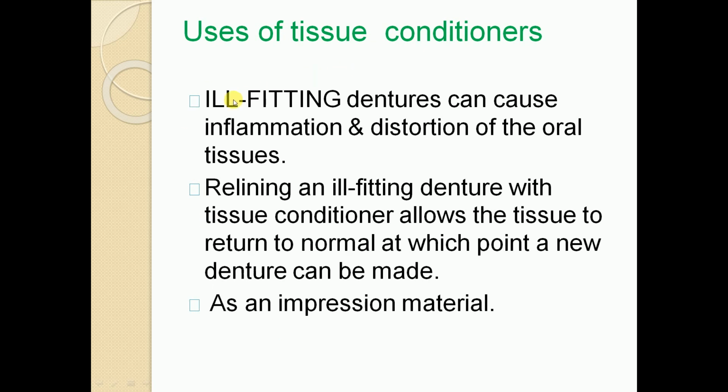Uses of tissue conditioner. Ill-fitting dentures can cause inflammation and distortion of oral tissue. Relining an ill-fitting denture with a tissue conditioner allows the tissue to return to normal, at which point a new denture can be made. Next is use as an impression material. Tissue conditioner is also used as an impression material.